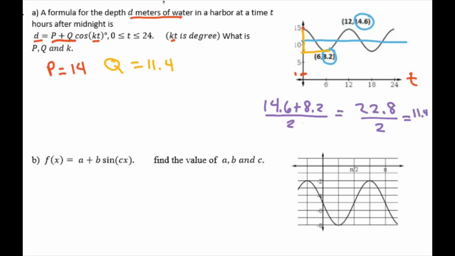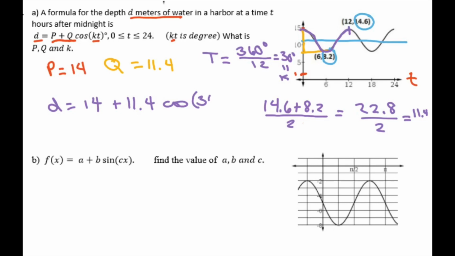And then your K, they want in degrees. That's just your period thing. This makes a complete wave from 0 to 12. So we're going to take the period. Instead of using 2 pi, we're using 360 because we want it in degrees, divided by 12. That equals 30. So that's your K. Let's write the equation out. So D equals 14 plus 11.4 cosine of 30 t degrees.